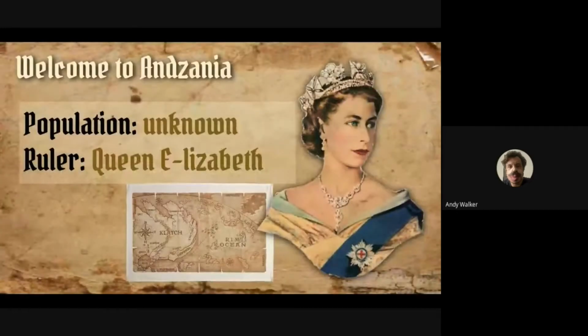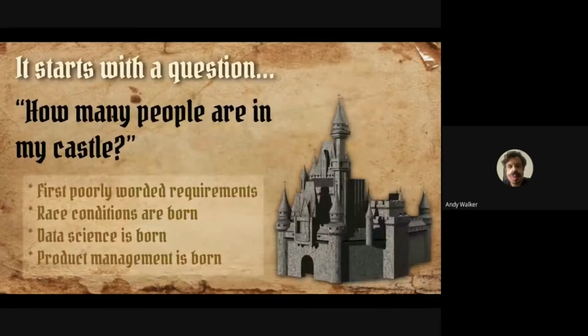Welcome to Andzania, a progressive kingdom ruled by wise Queen Elizabeth. But they have a problem. They don't really know much about the population, and the Queen realizes pretty early on that if she's going to be able to successfully rule her subjects, she needs information. And it starts off with a single question. How many people are in my castle?